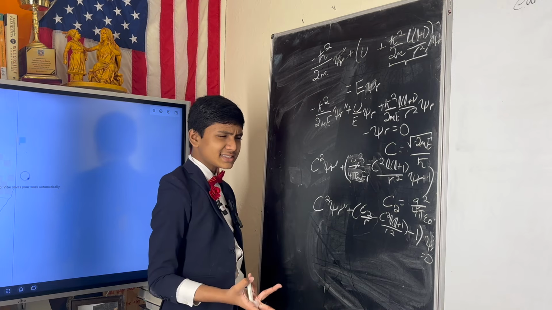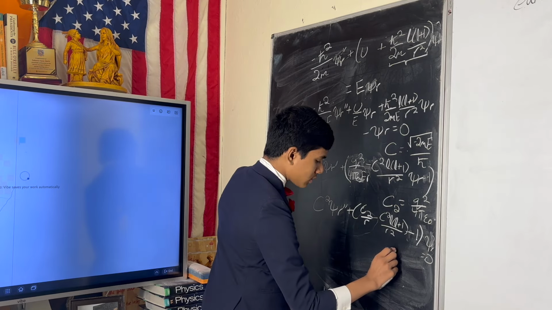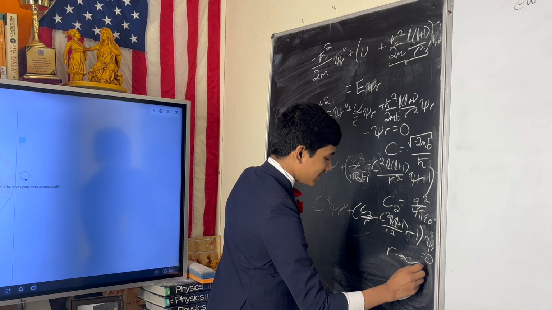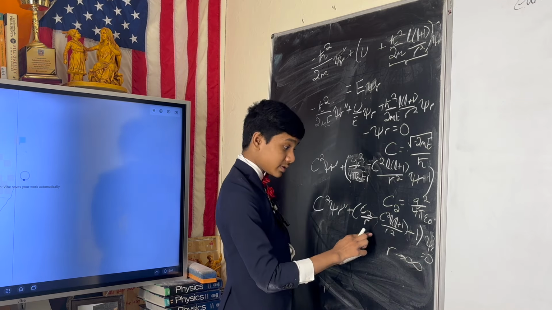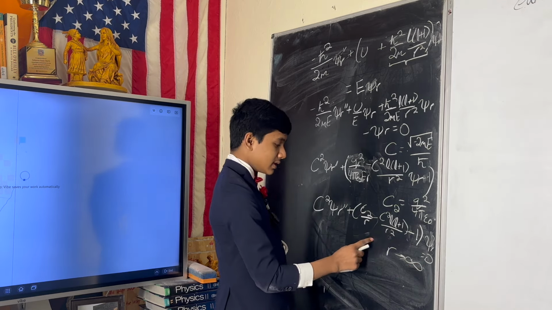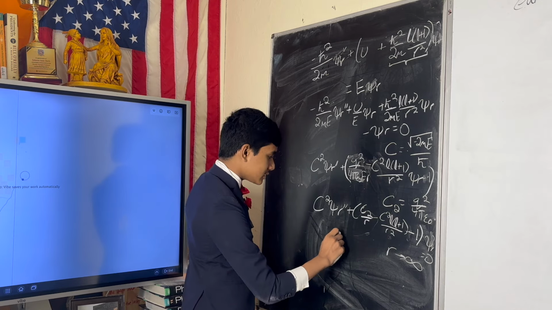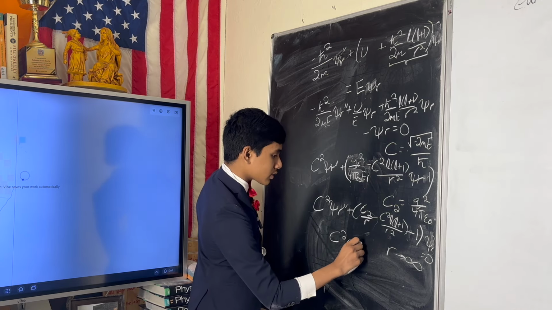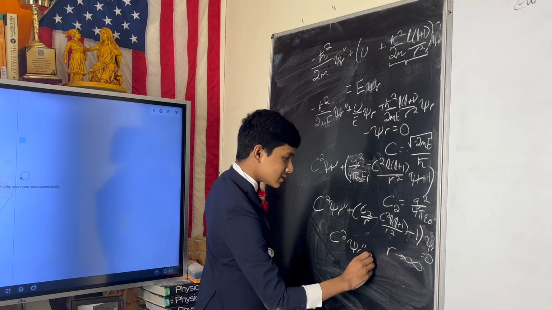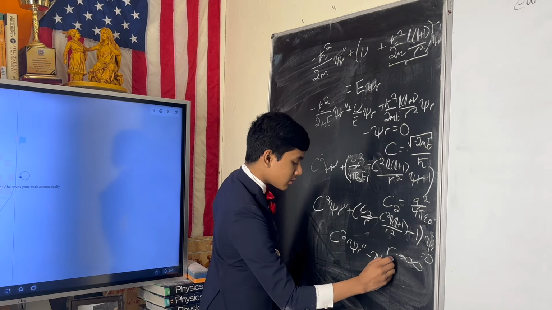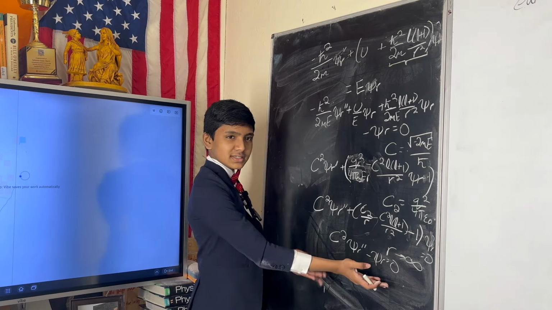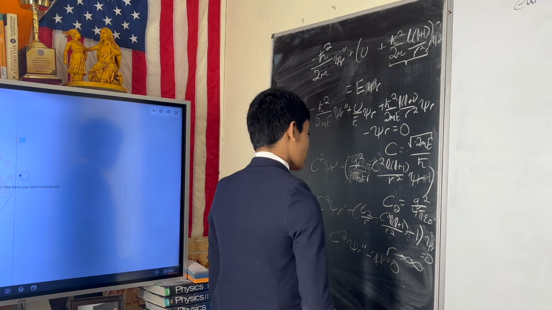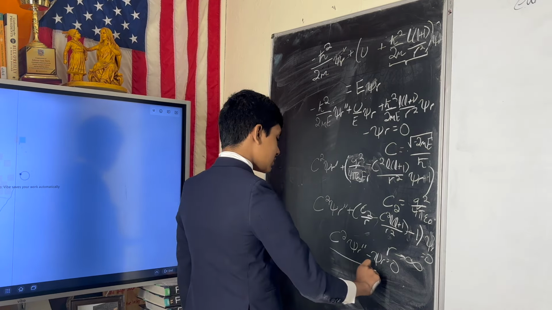First things first, let's see what happens when r approaches infinity. Well, that's going to disappear. This is going to disappear. And so all that's going to happen is you're left with c squared psi r double prime minus psi r is equal to 0. Hold up a minute. This is a very regular separable. No, it's not separable. We just use the ansatz.